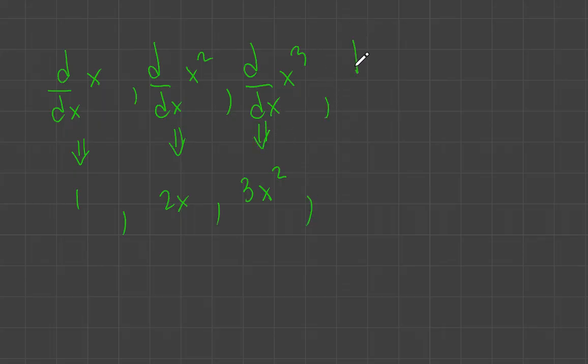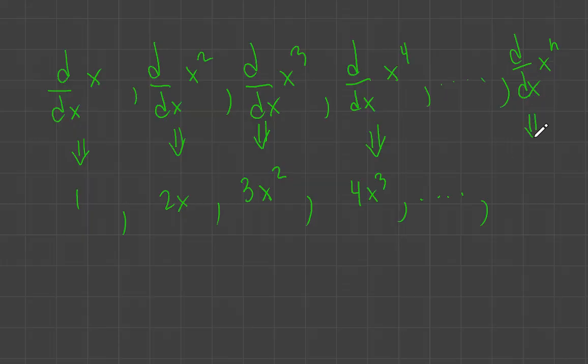You can check for yourself, but I'll tell you that the derivative of x to the fourth is equal to 4x cubed, and it goes on, and what you find is that the rule is x to the n, whatever number, it could be 1, 2, 3, 4, 5, 1,000, is equal to that number times x to the n minus 1. So that's a rule.